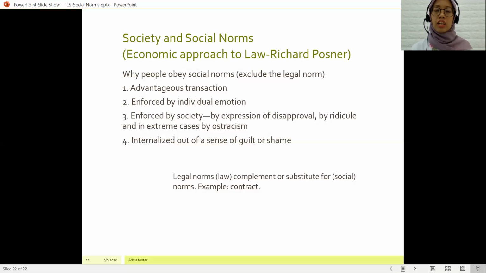even without a contract. For instance, you agree in your neighborhood that you will pay some amount for security purposes. If you follow that, and there is no violation of it, you don't have to write a contract according to Indonesian law to do so, for instance. But it is acted on based on advantageous transaction. It is enforced by the society, and perhaps your individual emotion. So we don't need enforcement from state law, or even putting it into a legal norm, because the function of legal norms is to complete other social norms.